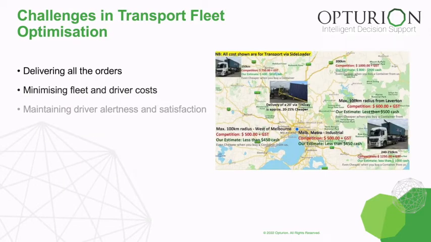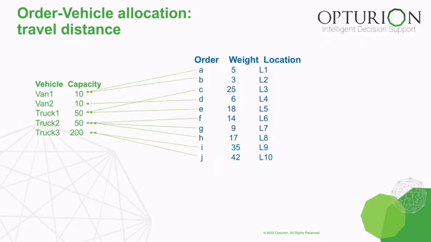Another thing is to actually minimize the costs of the fleet and the drivers and to maximize the convenience for the customer. So we have a set of objectives which we're trying to satisfy. One objective is to minimize the total travel distance, which is essentially minimizing the total travel costs.